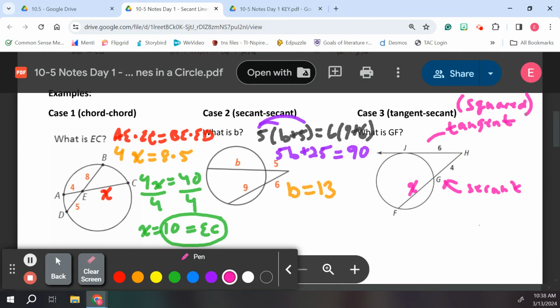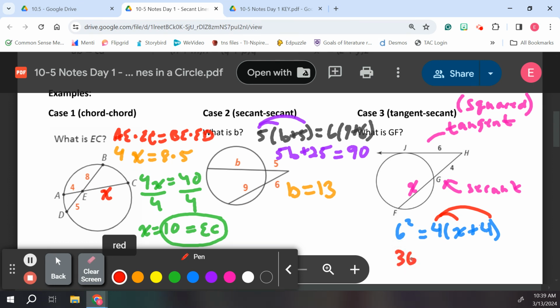So this is going to be 6 squared equals 4 times x plus 4. I'll apply the distributive property. This is 36 equals 4x plus 16. And someone tell me, what does x equal here?